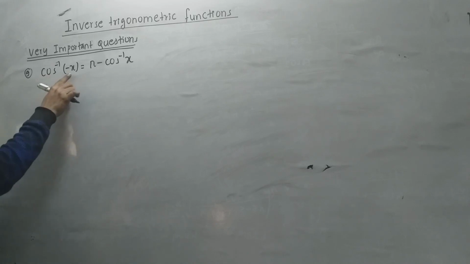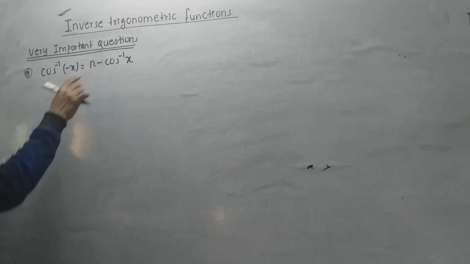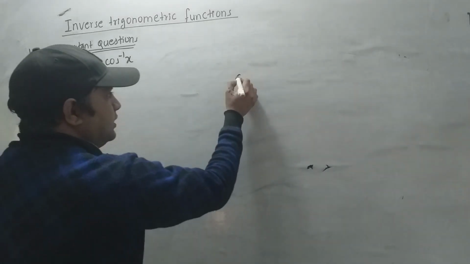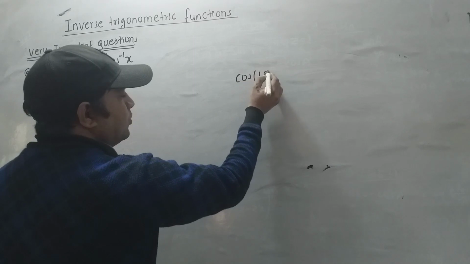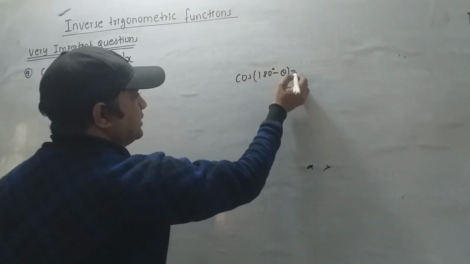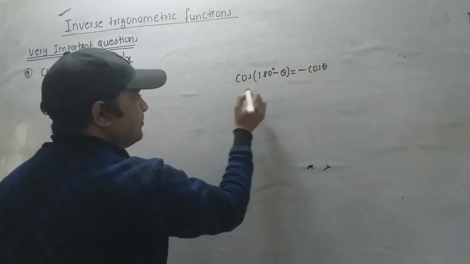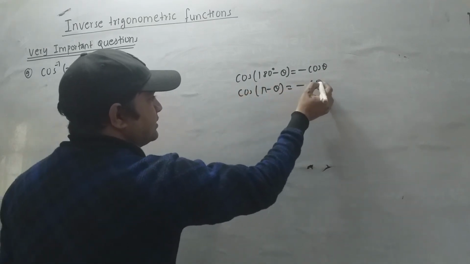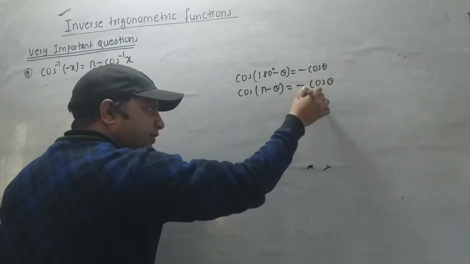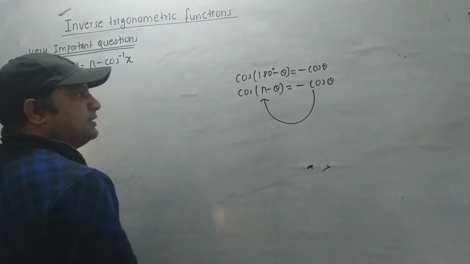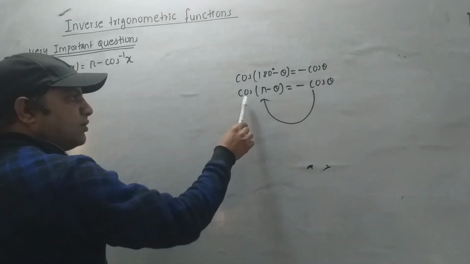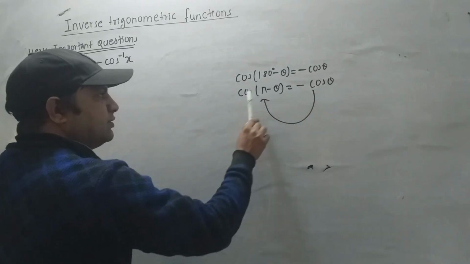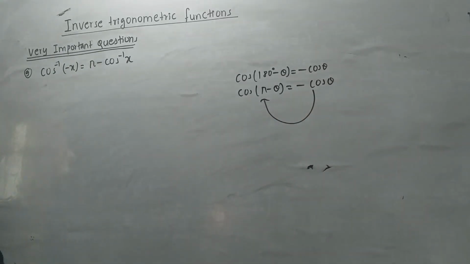Now, cos inverse of minus x equals pi minus cos inverse x. But before that you need to write: cos of (180 degrees minus theta) is minus cos theta. That means cos of (pi minus theta) you can replace by minus cos theta. Now for minus cos theta you can say that is cos of (180 minus theta). Cos of (pi minus theta) is minus cos theta.